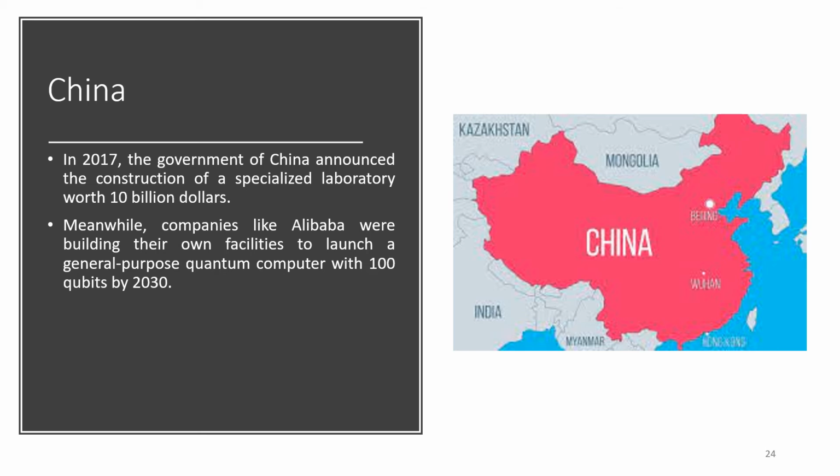If we talk now about China, in 2017 the government of China announced the construction of a $10,000 million laboratory for work in quantum computing. Also, Alibaba is working on a 100 qubits general-purpose quantum computer expected to be launched by 2030.